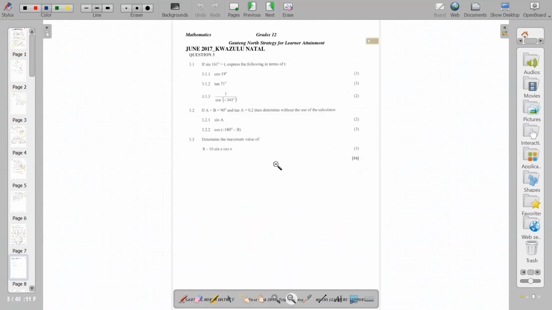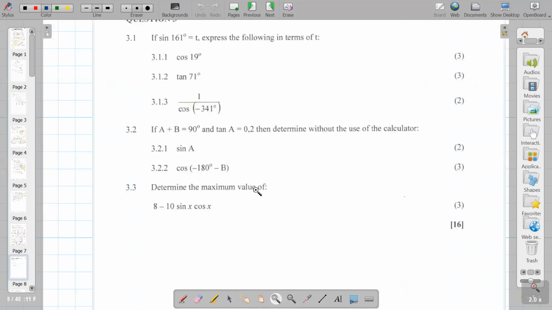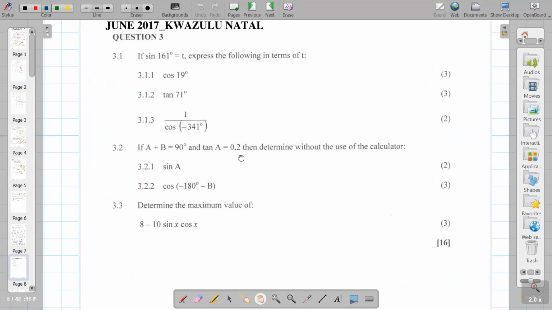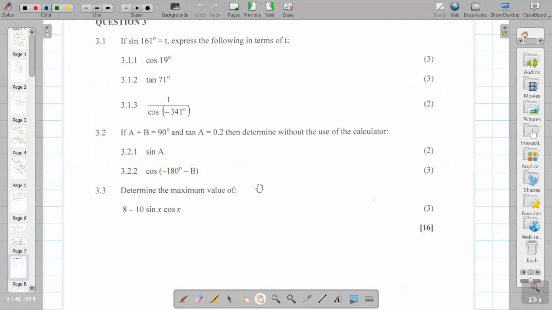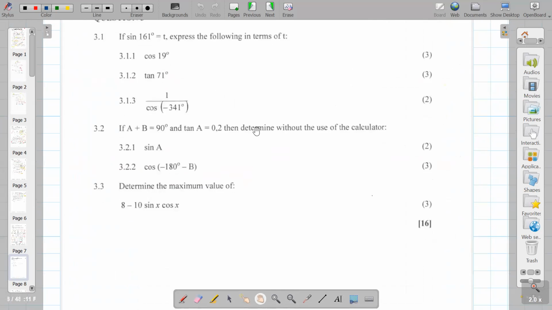Now, the KZM paper, the first questions are usually like this. In terms of questions, sometimes you draw a diagram. Usually it is no calculator at all. Just be careful with that in that case. Sometimes it looks different or difficult. Maybe you see something like, determine the maximum value of 8 minus 10.